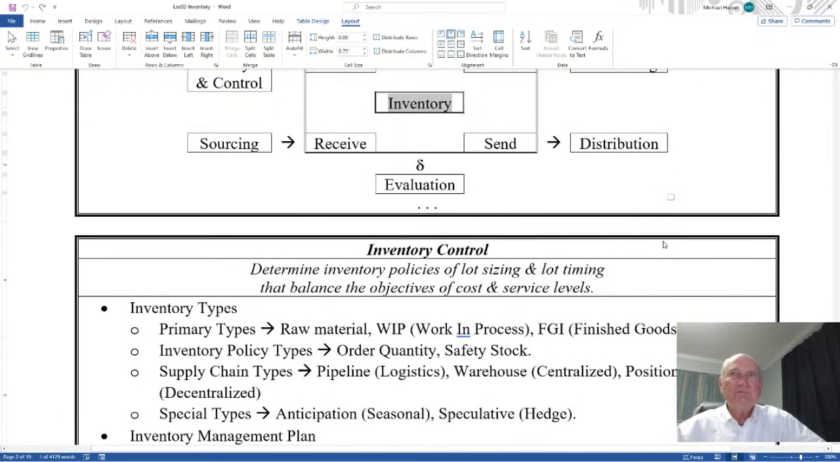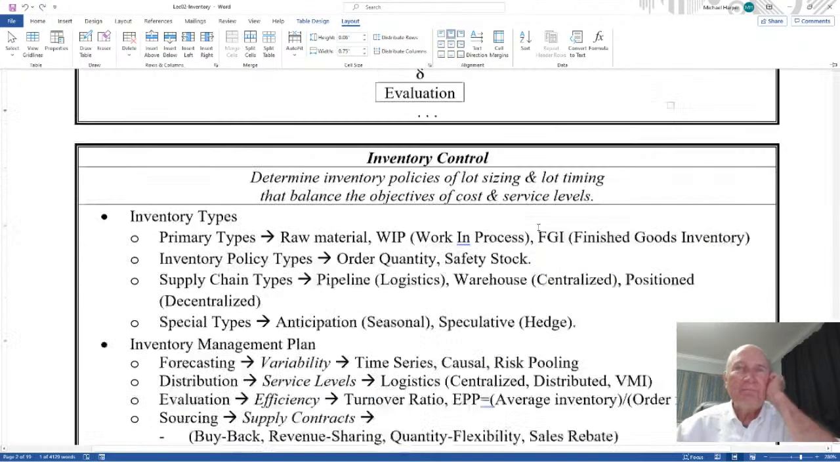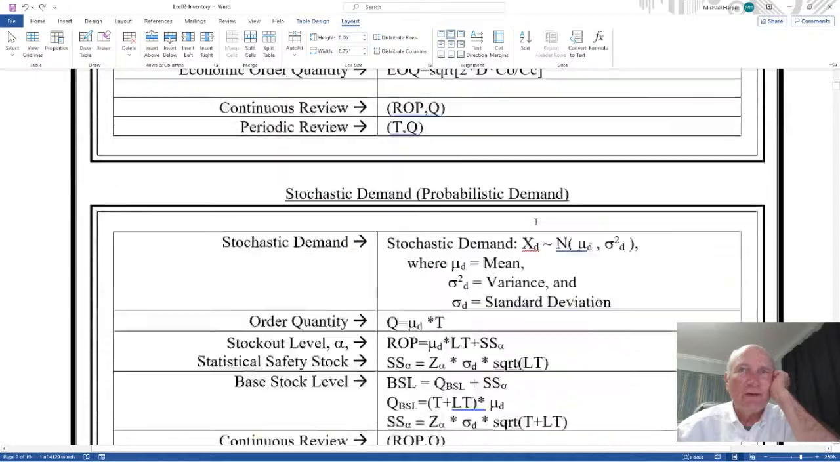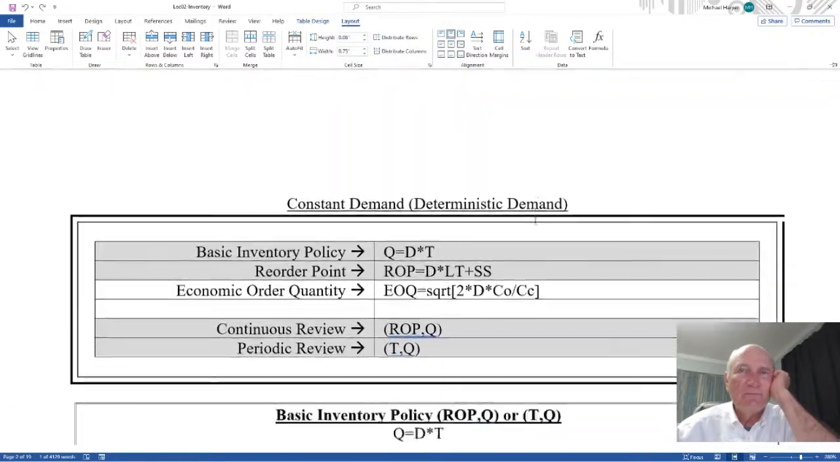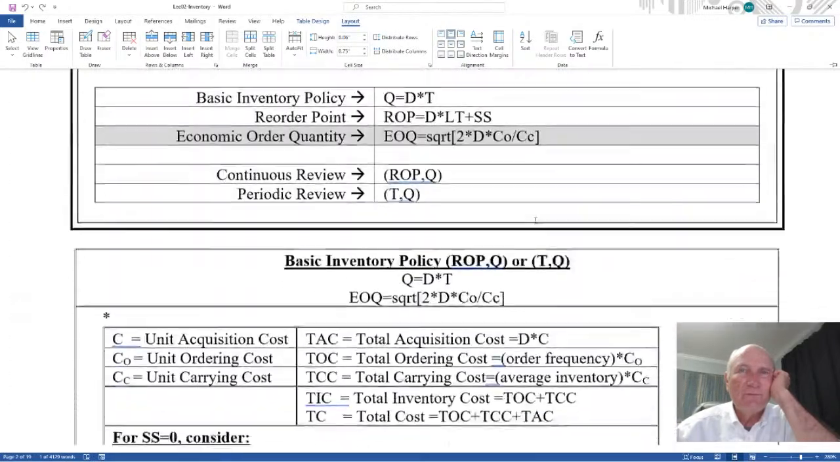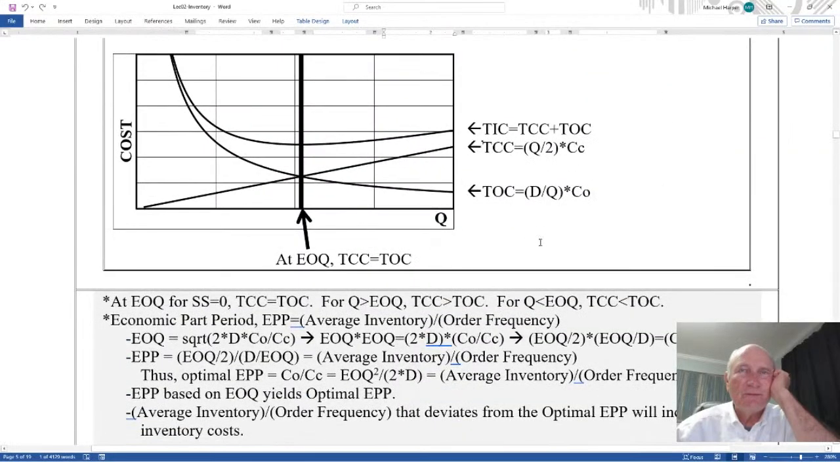Oops. Okay, where'd I go? Where am I? EOQ. I'm messing around with this too much.